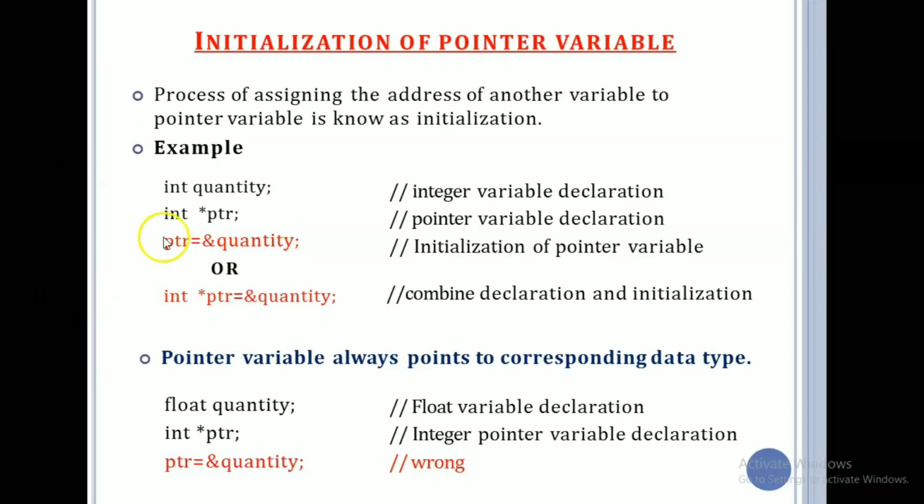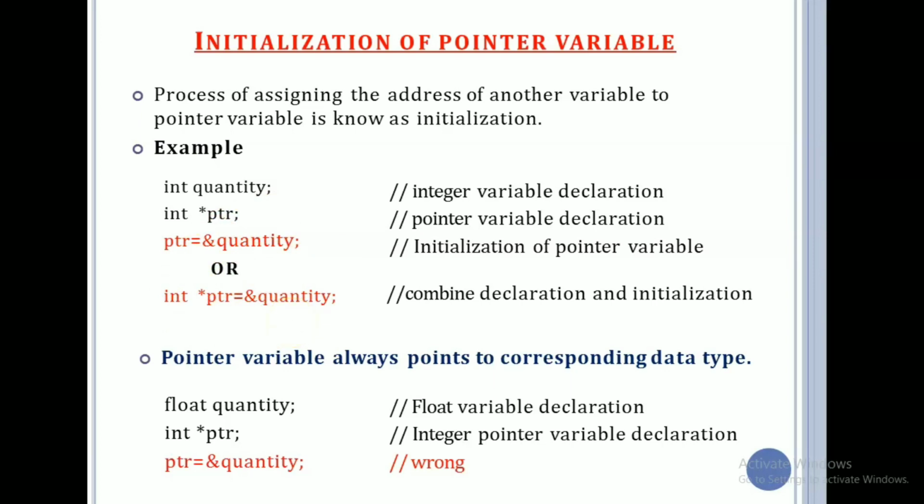You can observe that here we first declared the pointer variable and after that we initialized it. It is also a common practice to declare as well as initialize the pointer variable on the same line, which is also fine. Here the example is given like integer pointer ptr equal to address of quantity. So this is mainly about initialization of a pointer variable.